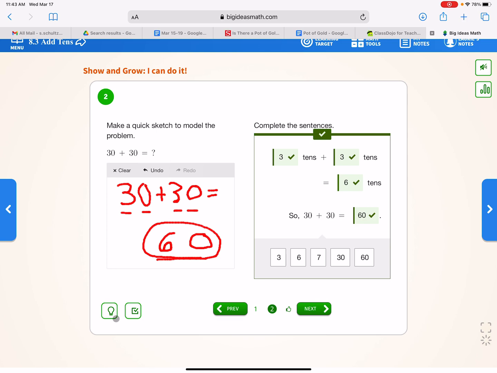And that's all the examples I'm going to show you for lesson 8.3. But if you're confused and need additional help on this, let me know. I'll be happy to work with you during my office hours or during school hours.